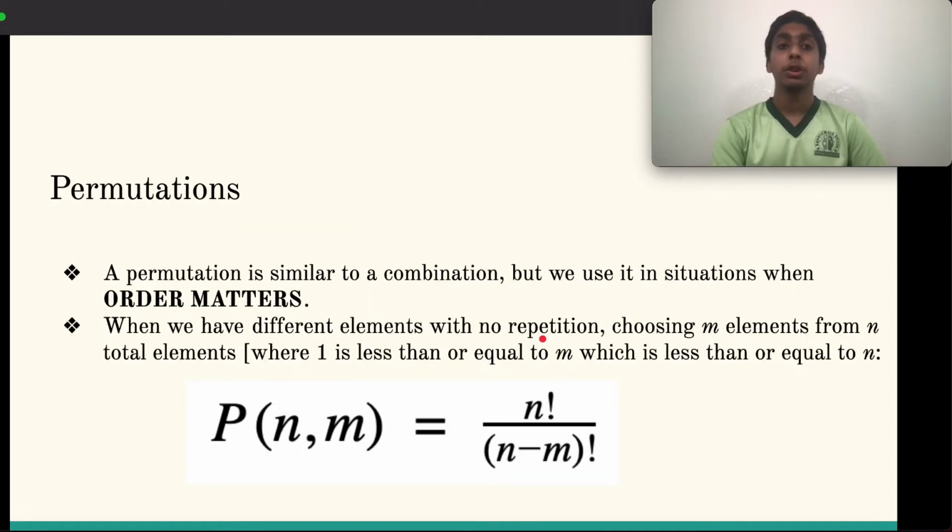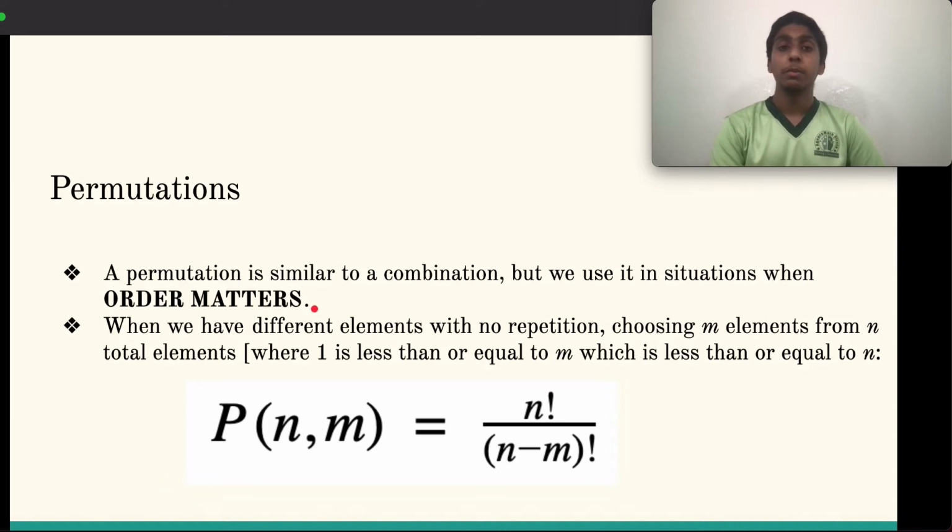Our next one is called permutations. A permutation is similar to a combination. We've learned combinations in previous topics, I think we covered it once or twice. But we also use permutations, which are similar to combinations, but we use them in situations when order matters. These are the key words: order matters.